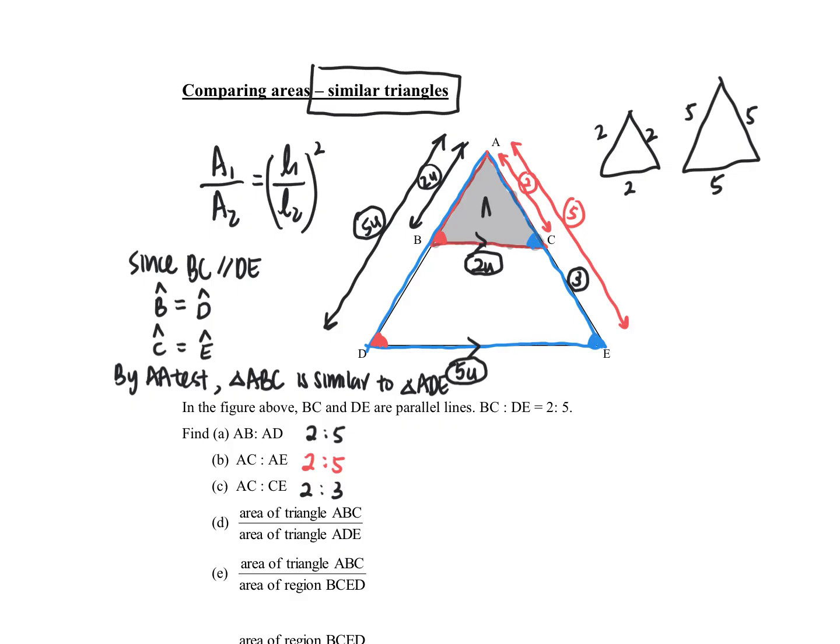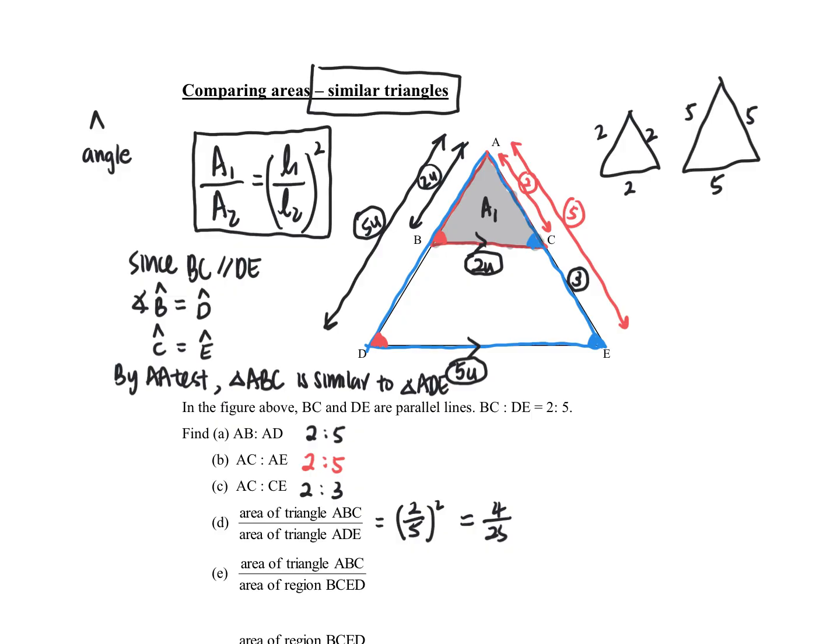So this is A1. I want to compare the big one. This symbol means angle. If you don't like it, you can write it like that also. What is the area of ABC to ADE? The formula is 2 over 5 squared. When you square it, you get 4 out of 25. So that means this small gray triangle is 4 units. The big one is 25 units.